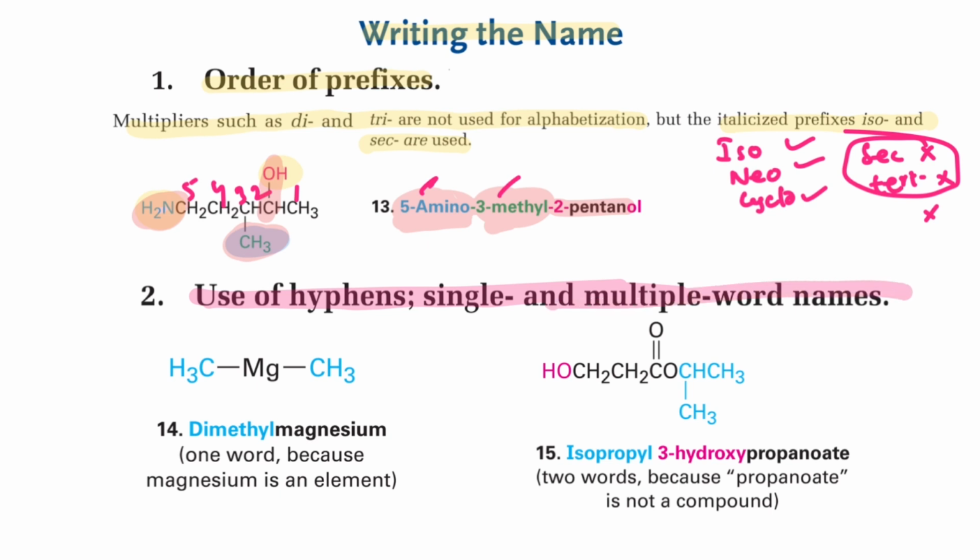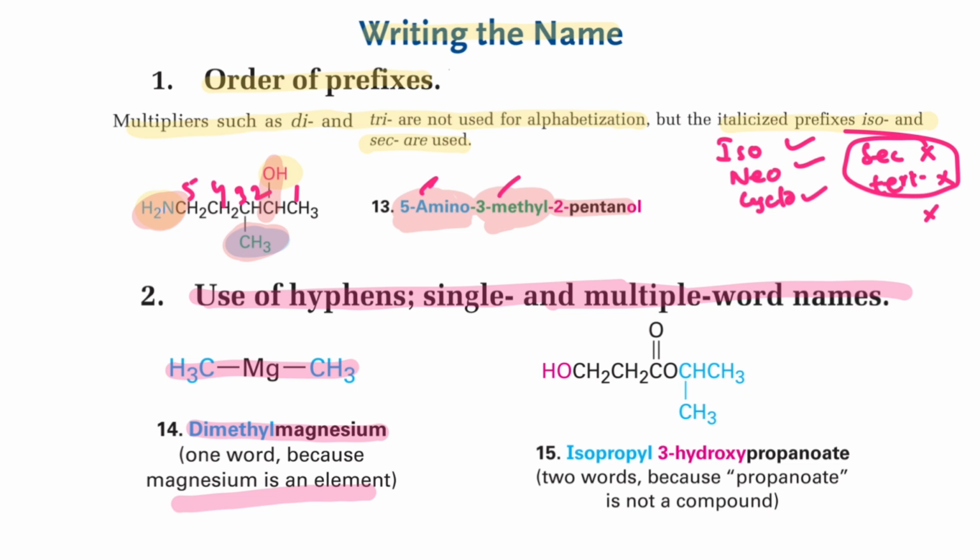Now, this is called a single word name because magnesium is in the parent chain here. Therefore, dimethylmagnesium. One word because magnesium is an element.